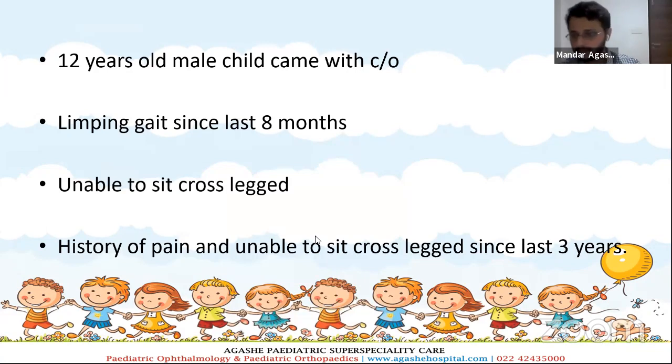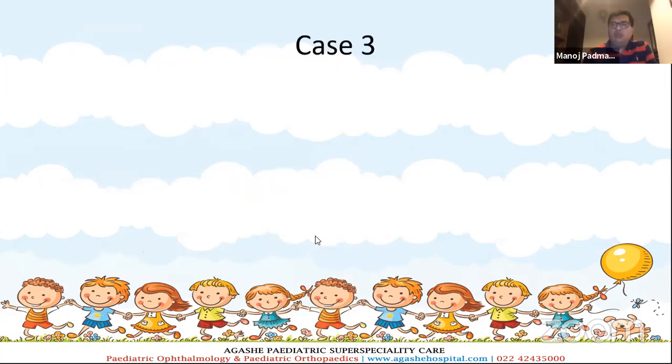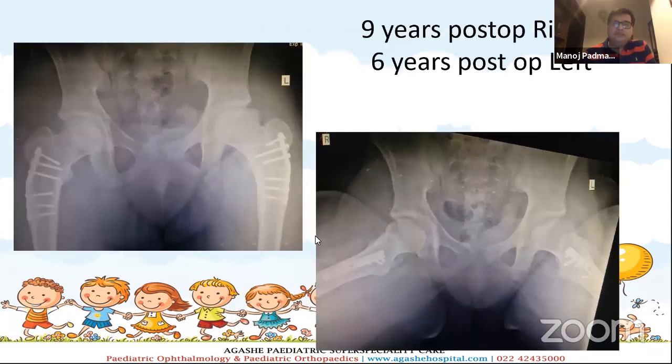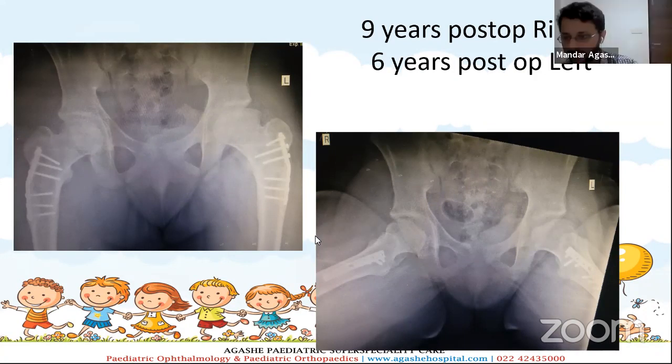So we'll go to the next one. Panel, do you routinely remove your implants? Hardware removal, Salil. So I wanted them to come back for implant removal, but one thing led to another. Then he had his 10th and then his 12th.